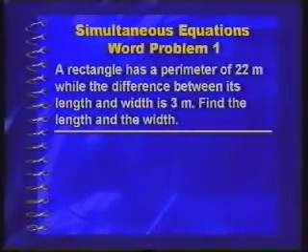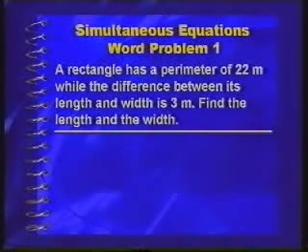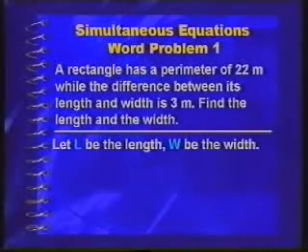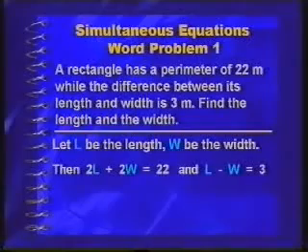Yes, it is. A rectangle has a perimeter of 22 meters. The difference between the length and the width is 3 meters. Find the length and the width. Well, here we let L be the length and W be the width. And so I can write those two equations now.